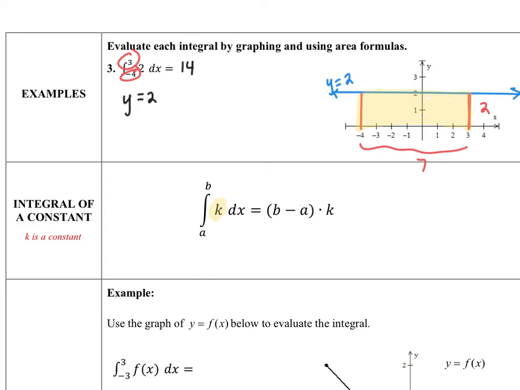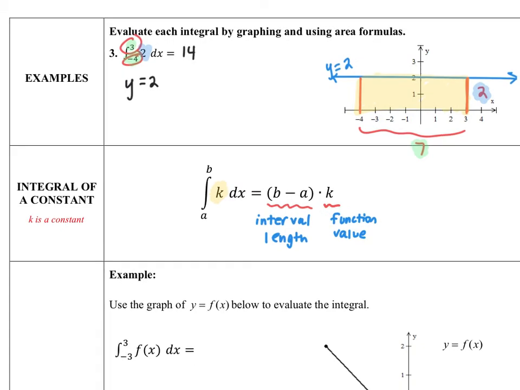And you see it happening in that example that we did in number 3. The base of your rectangle is just the difference of the limits. So up here, I could have just done 3 minus -4 in order to arrive at that 7. And then the height is just whatever that function value is, which in this case was a 2. So whenever you have the integral of a constant, you can use this little shortcut. If you forget, you can always graph it out and look at that rectangle and find its dimensions and its area that way.